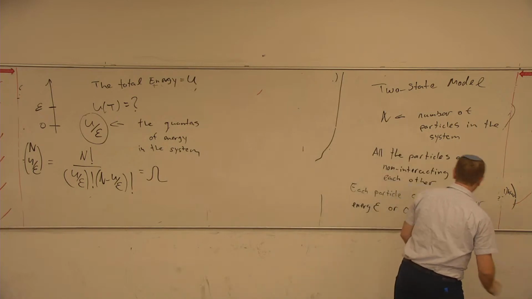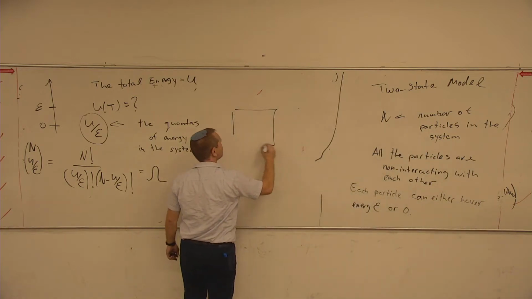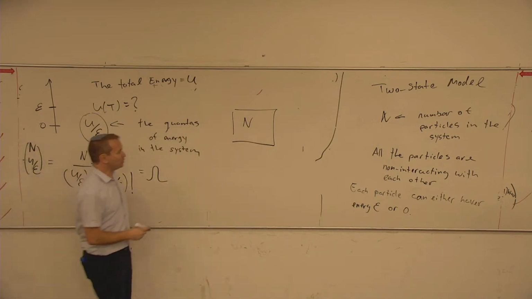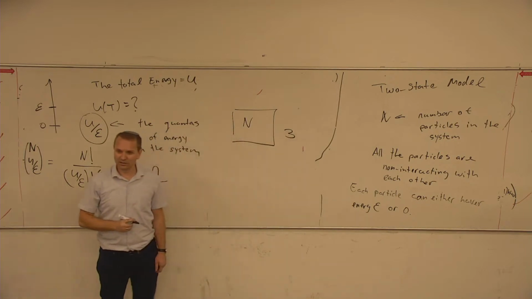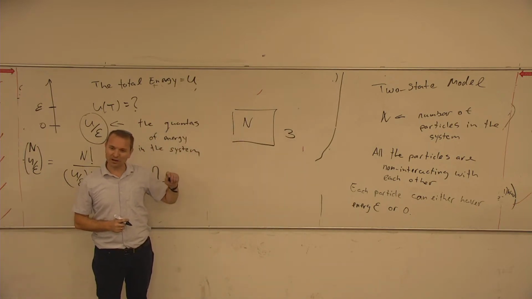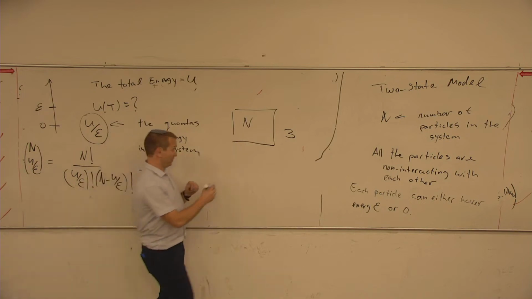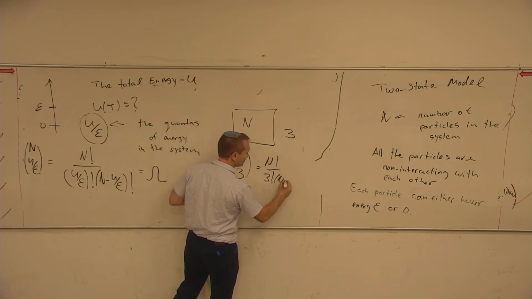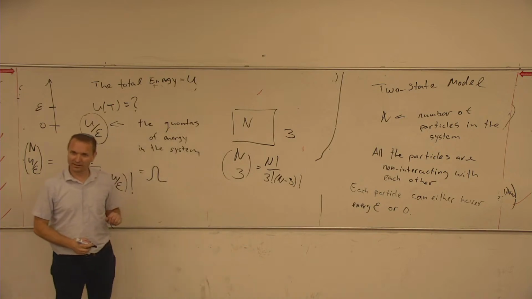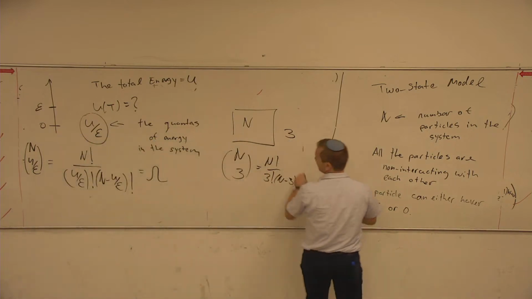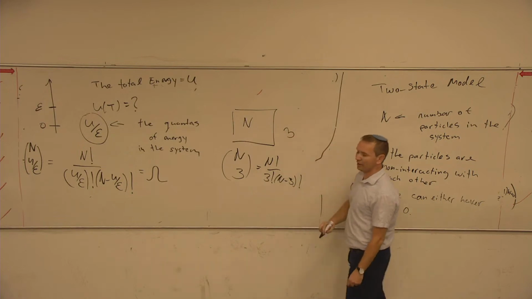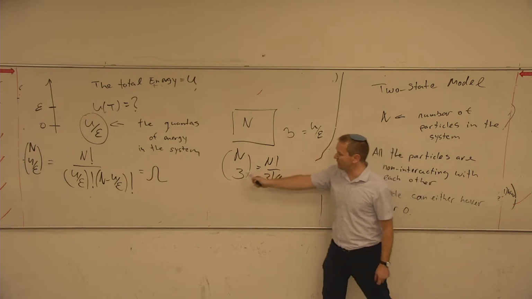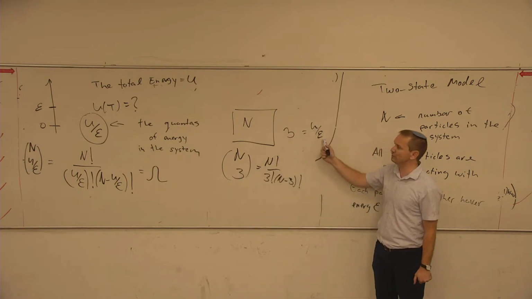Can I say it again? I have a box, and inside this box are N different particles. And I'm choosing 3 particles out of the box. What is the number of ways to choose 3 particles out of the box that contains N particles? It is N over 3, which is N factorial divided by 3 factorial times N minus 3 factorial. Now, if I'm choosing not 3 particles but U divided by epsilon particles, everywhere that 3 is written over here, I write U divided by epsilon.